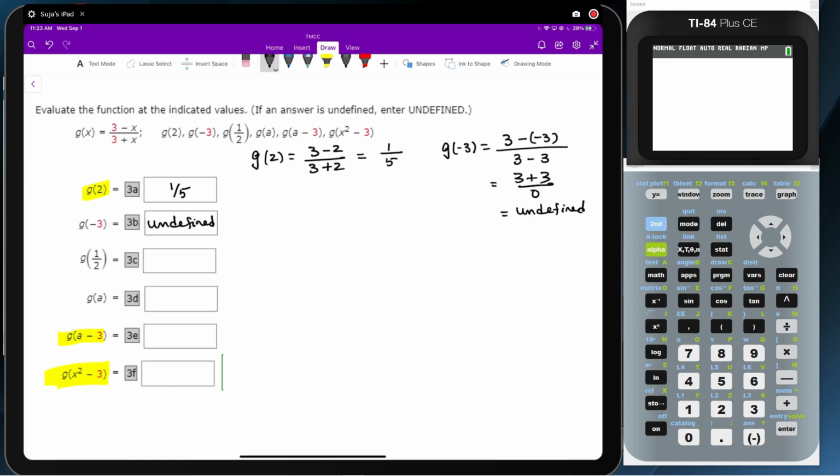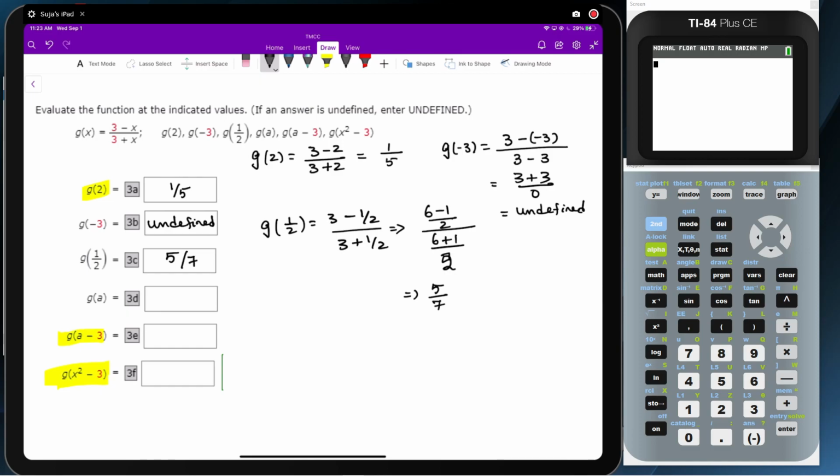Okay, the next value is to find when g of 1/2 is. So it's 3 minus a half over 3 plus a half. Again, it's a fraction, so common denominator 2. So it would be 6 minus 1 over 2 divided by 6 plus 1 over 2. Again, the 2's get eliminated, right? So this would be 5 over 7. So that should be the answer for that.